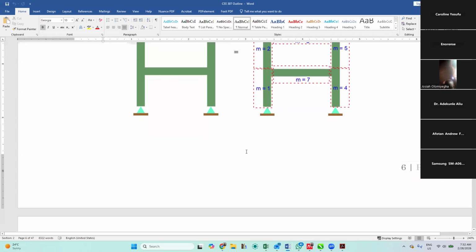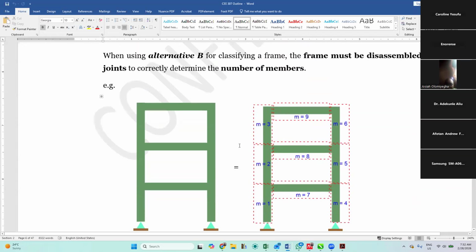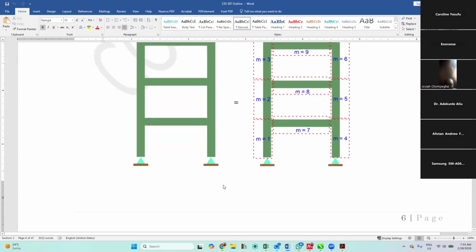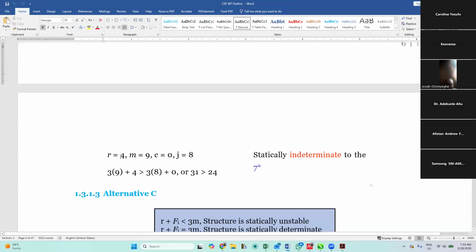So even though it's a frame structure, you have to disassemble that way to be able to know the number of members. And this one we already know is 2. So we have 2 plus 2, that's 4. So we have 4 reactions, we have 9 members. Our C is equal to 0.